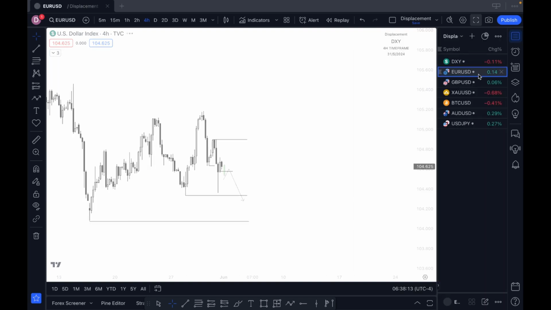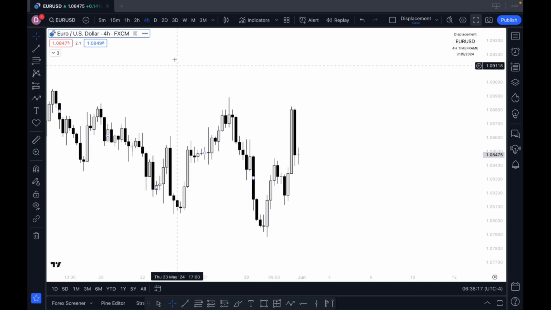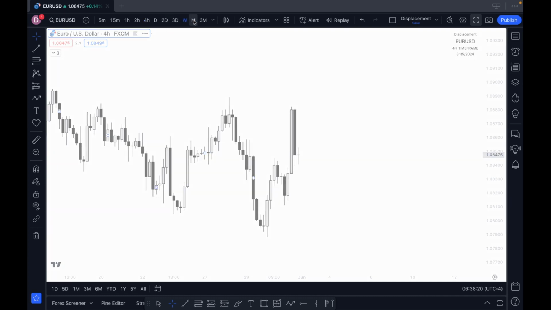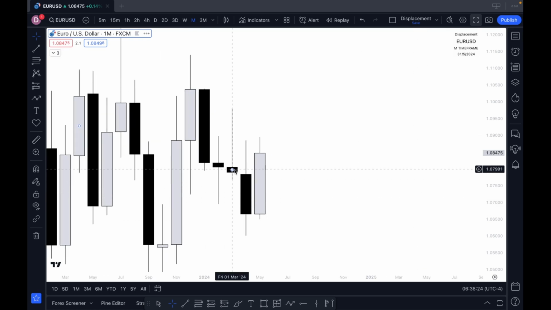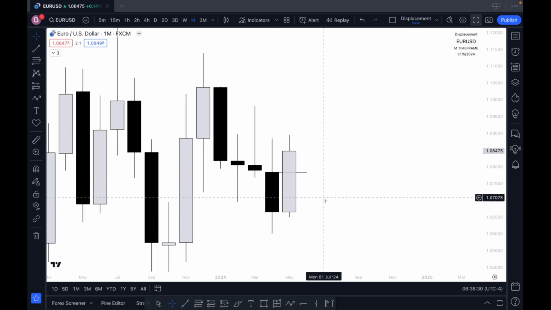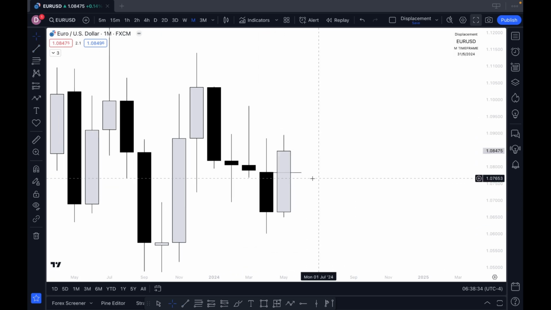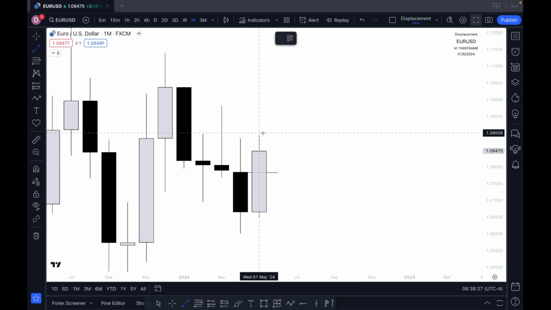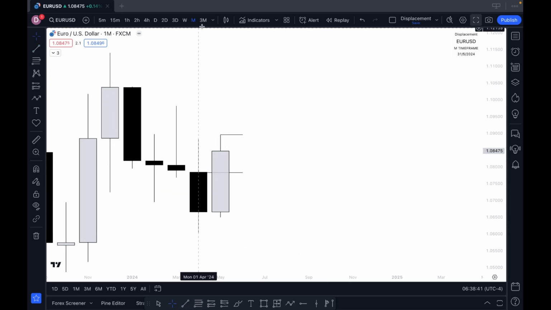Now come back to the EUR/USD. In EUR/USD, let's start from the monthly time frame. In the monthly time frame we saw that price has closed. The important thing here is that price has closed above this opening price, right? So now that price closed above this opening price, the draw on liquidity will be the high of this candle, right? The high of this candle will be the draw on liquidity.